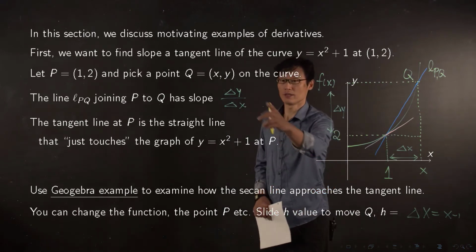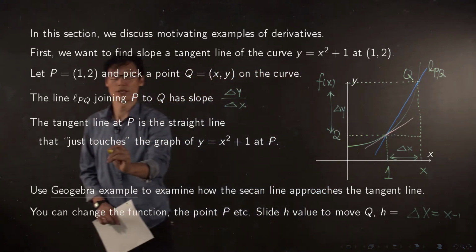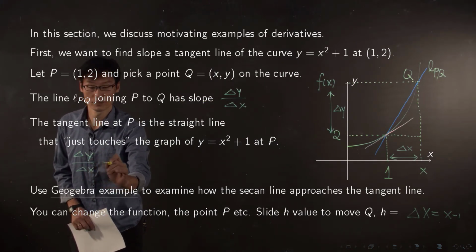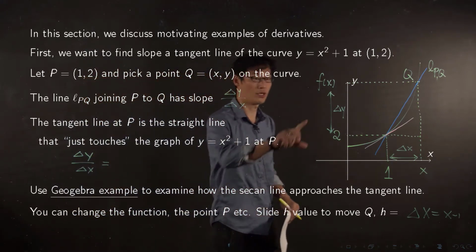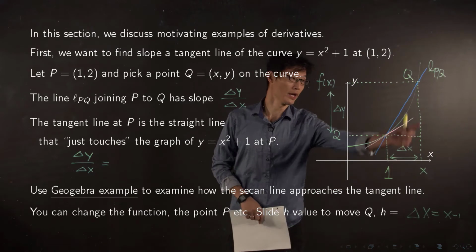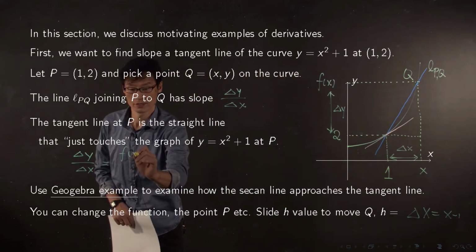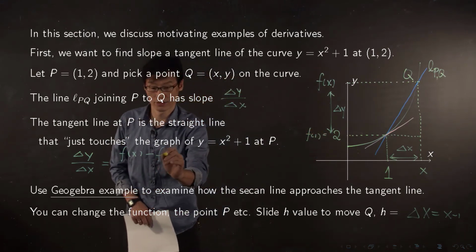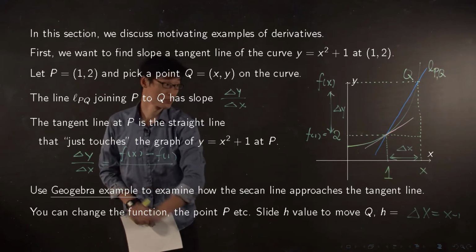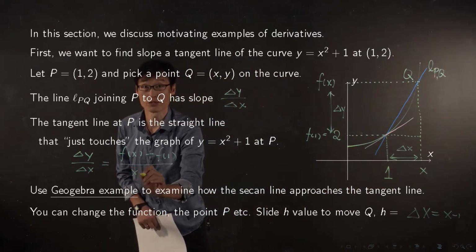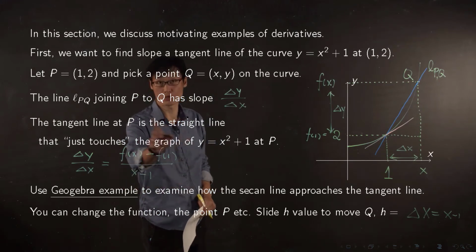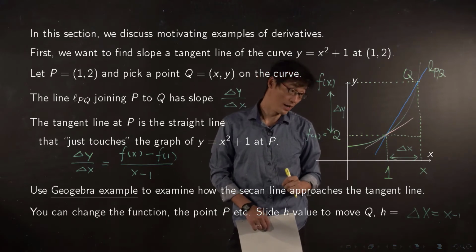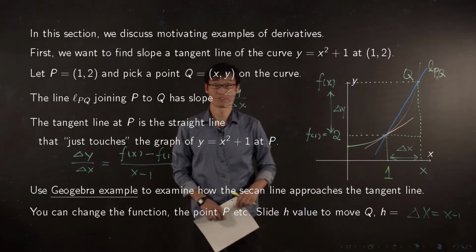All right, let me calculate this quickly. Delta y over delta x. For this delta y, we take the difference between two: when you plug in x, we have f of x, and then we have f of 1, over delta x. The difference between the two x values is x minus 1. So eventually, we will use this expression when we calculate the slope of this line, and then eventually the slope of the tangent line.